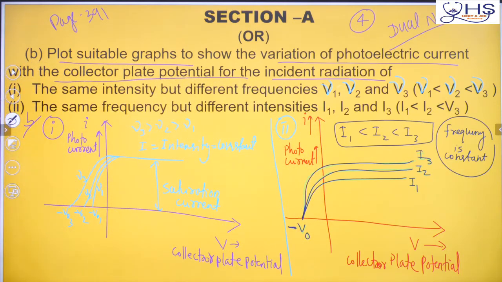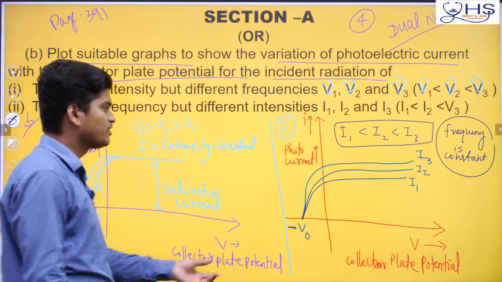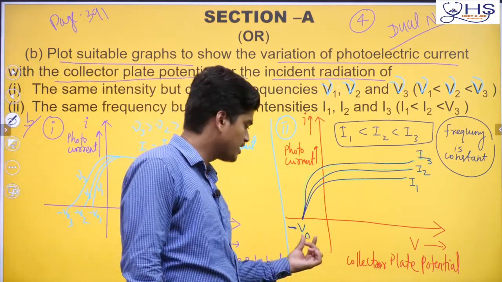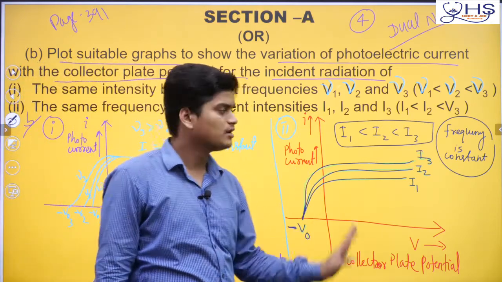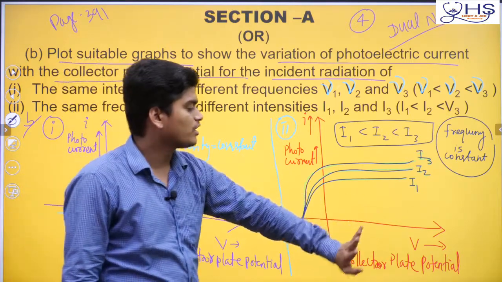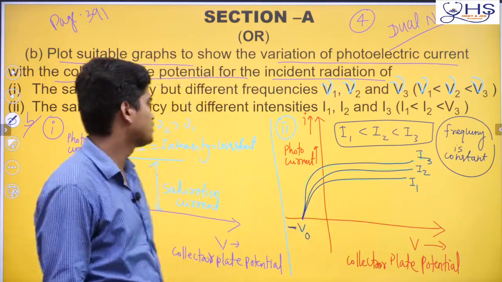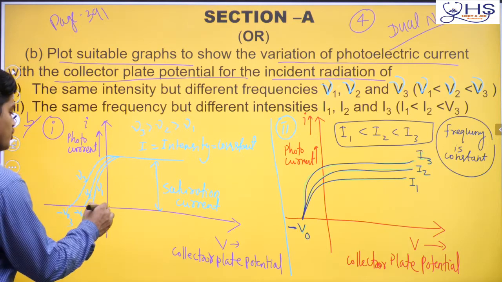So this much you have to write, and you can also write this is your negative potential, the stopping potential. Here on the positive side you take the collector potential, positive potential, and on this side, from the origin, you are giving negative potential.